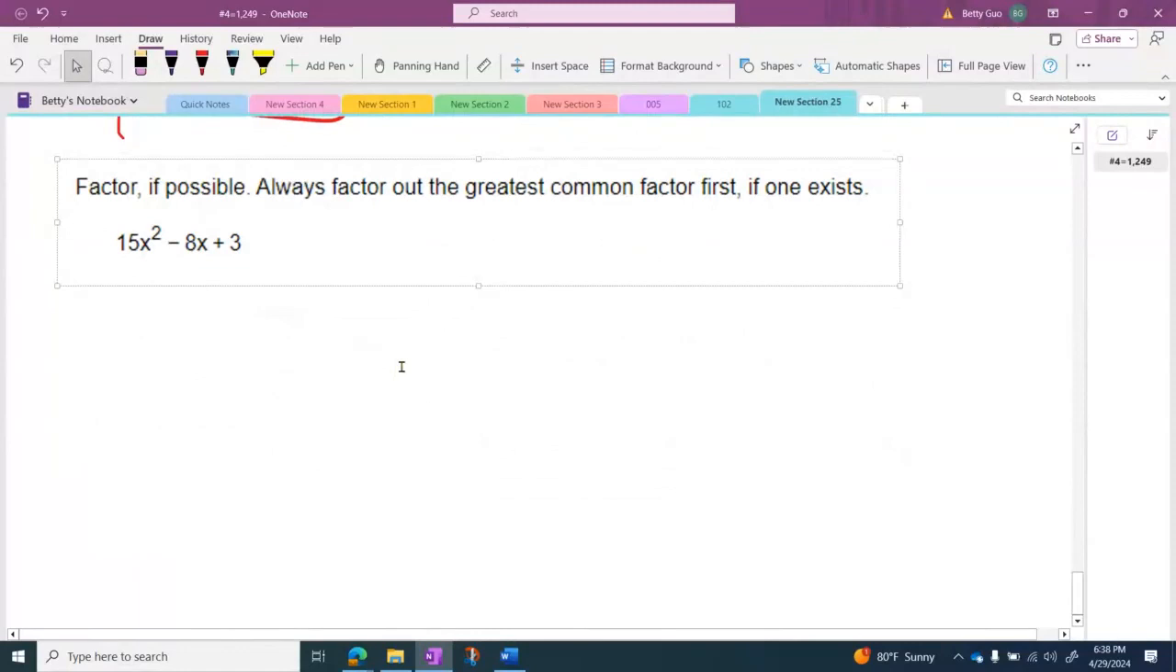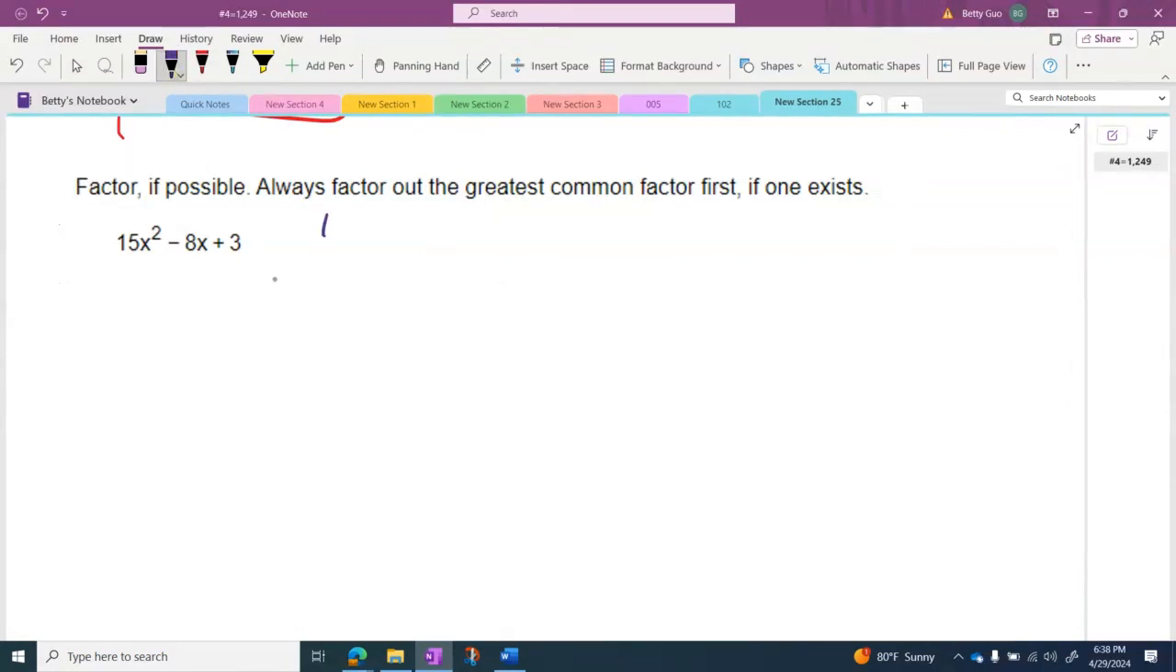Factor if possible, always factor out GCF first. Okay, so let's see, do we have a GCF different from 1? Not really. We have 15, which is 3 times 5. We have 8, which is 2 times 2 times 2. We have 3, which is a prime. They do not have a GCF different from 1. The three numbers, GCF is 1, so we don't have anything to factor out. And the leading coefficient is different from 1, so what's the method?